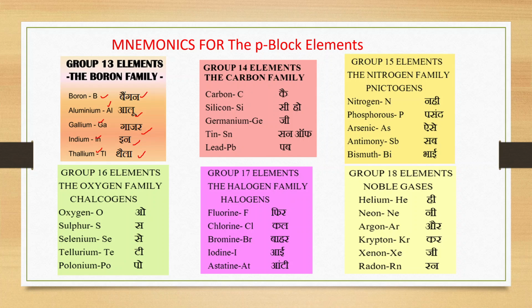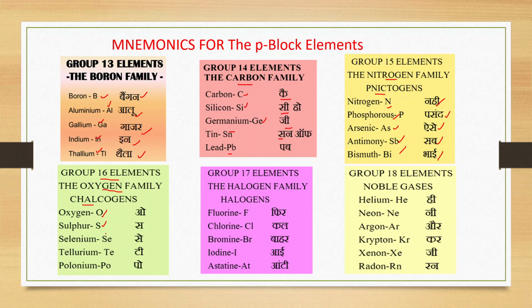Group 14 elements, also known as the carbon family: carbon C, Si, Ge germanium, Sn, and lead, Pb. Group 15 elements, the nitrogen family, also known as the pnictogens: nitrogen, phosphorus, arsenic, antimony, bismuth, which you can remember with a Hindi phrase, NPASSBBI. Group 16 elements, the oxygen family, also known as the chalcogens.